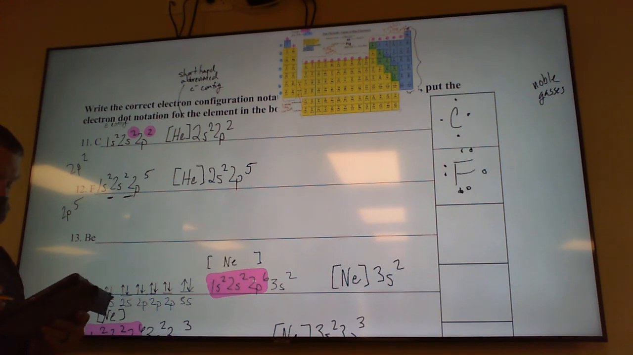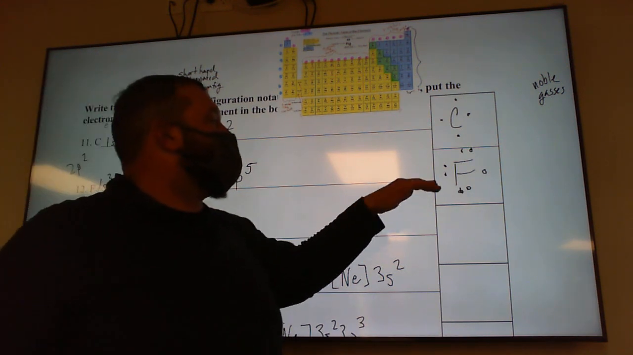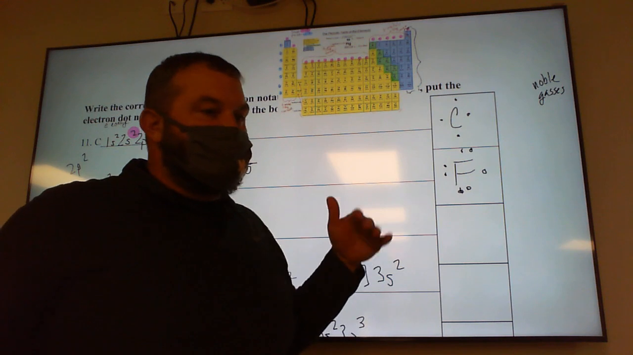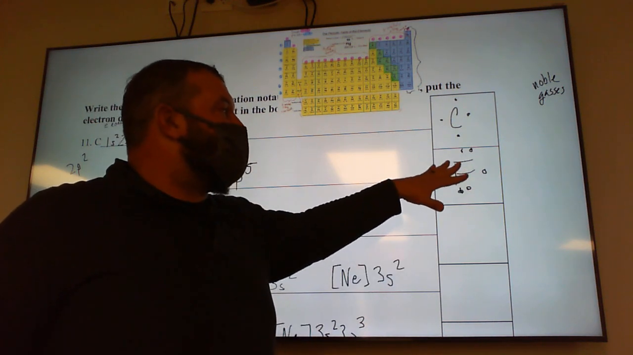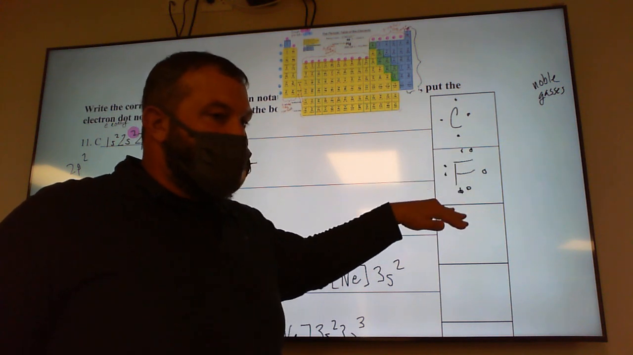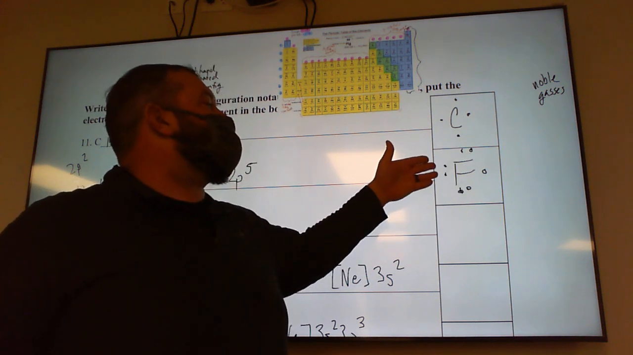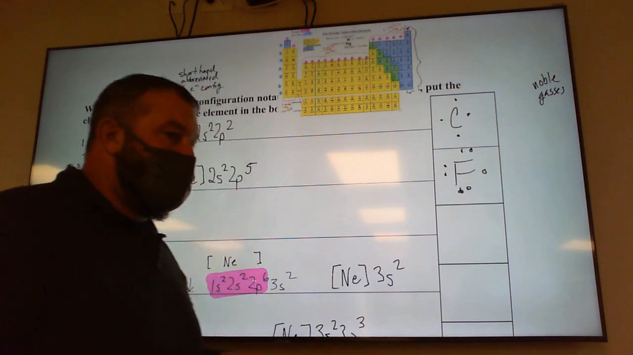Now, it doesn't really matter where you put the dots. You just put 1 on each side. Think of it as if it's in a box, and you center those dots, and you put 1 on each side of the box before you'd ever put 2. So on this one, you can see that I have a pair and a single. Okay?